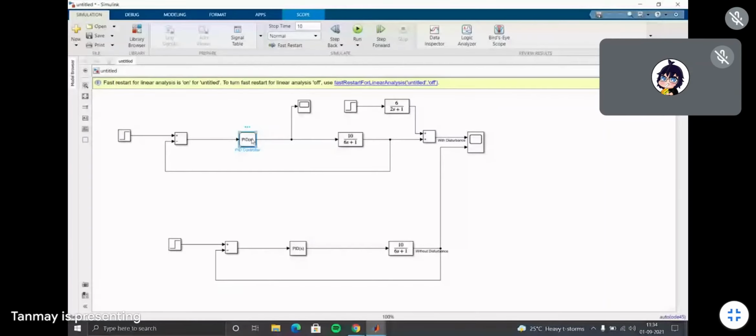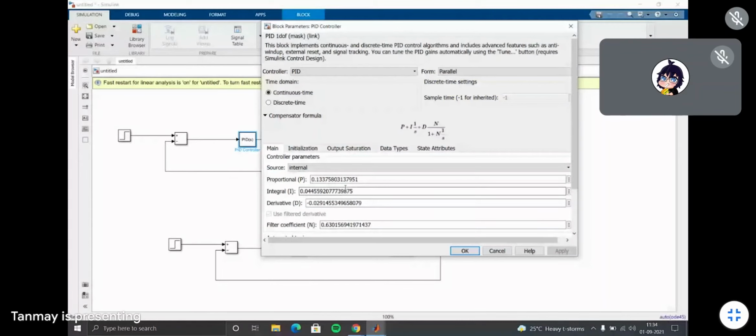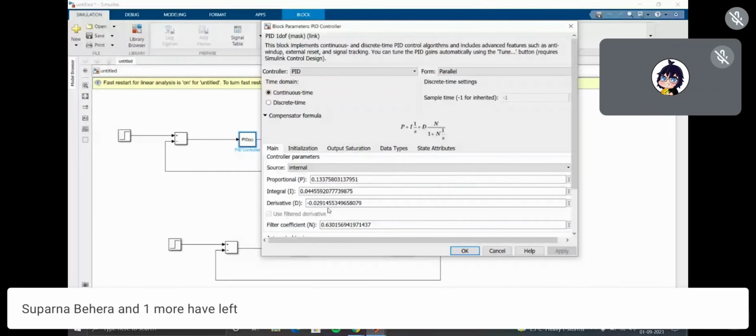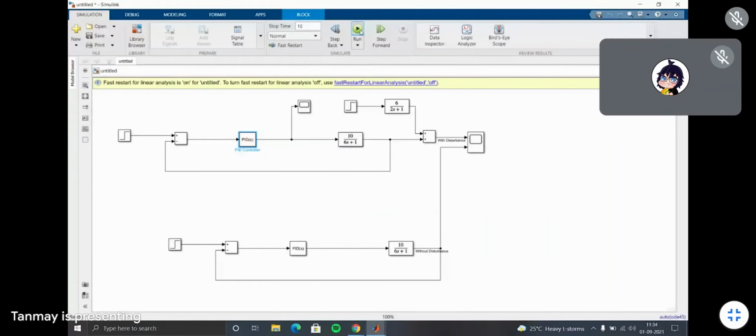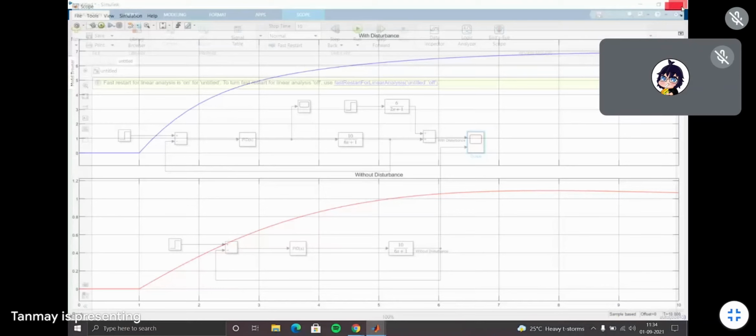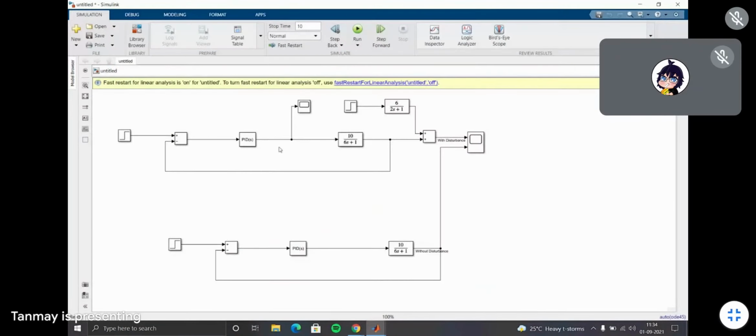See, ma'am, my PID values are like this because I have tuned it. So it is completely different from everyone. But if I change it, like, one over here, and this was earlier 100. Now if I run this, it will come something else. Over here I have to also change. But if I tune this.